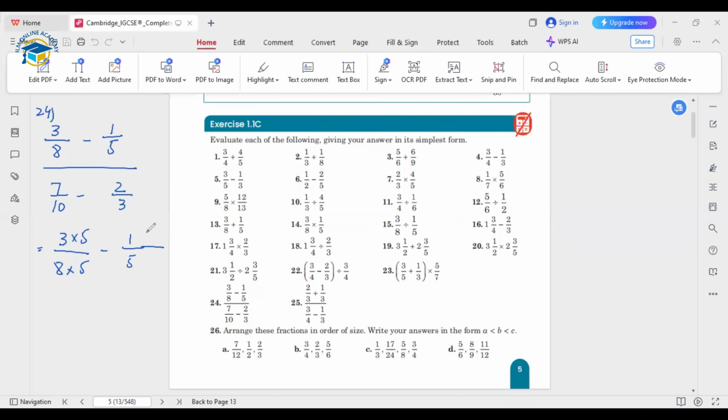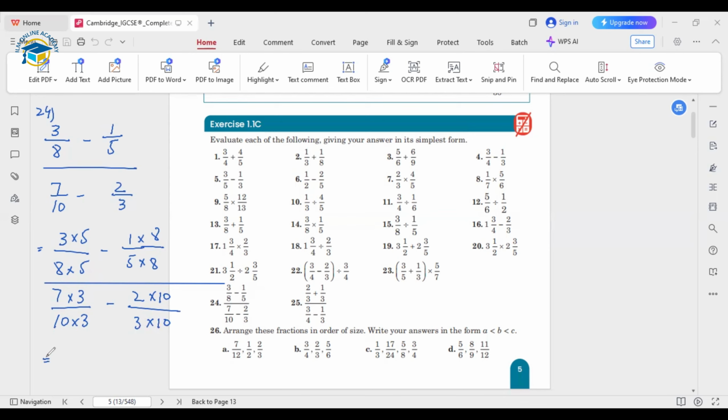So over here, we are going to multiply by 8. For the denominator one, similar thing, like we have 7 by 10. Here we need to multiply by 3 in the numerator and denominator. And here we need to times by 10 in the numerator and denominator.